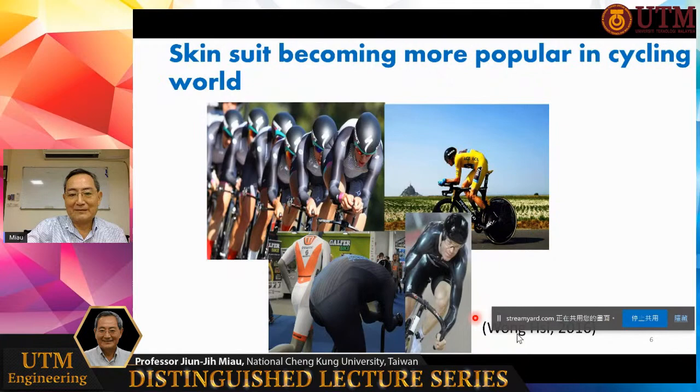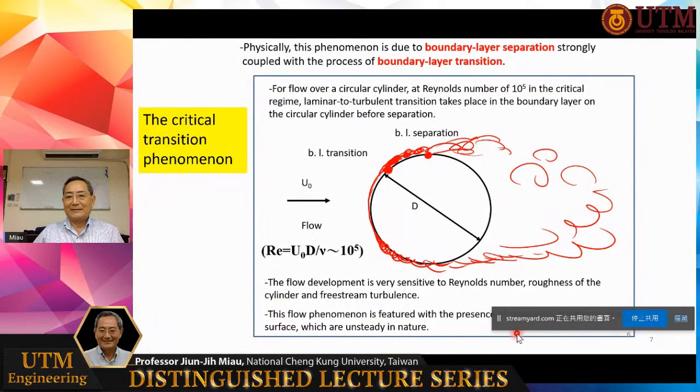Let's start from the critical transition phenomenon. I use the circular cylinder to explain. It occurs at a high Reynolds number, around 10 to the 5. At this Reynolds number, on the surface of the circular cylinder, there is boundary layer transition coupled with boundary layer separation. These two flow phenomena strongly interact, which causes a very complicated flow separation as well as a separation bubble developed on the surface. That will make the drag drastically decrease, and that's what we call the drag crisis phenomenon. All of this is associated with the critical transition phenomenon, which I particularly mention features the presence of a separation bubble on the surface and an unsteady nature. We'll see this later.